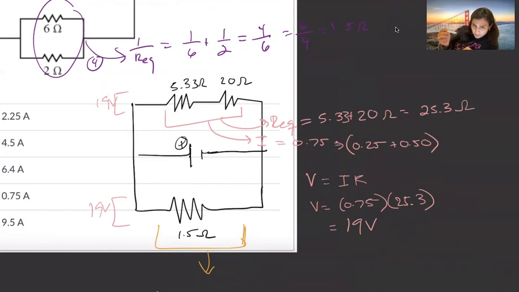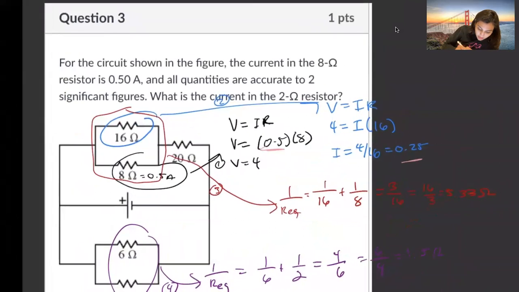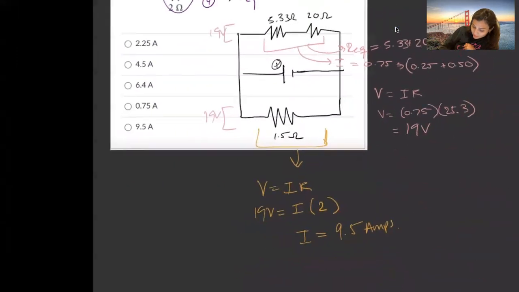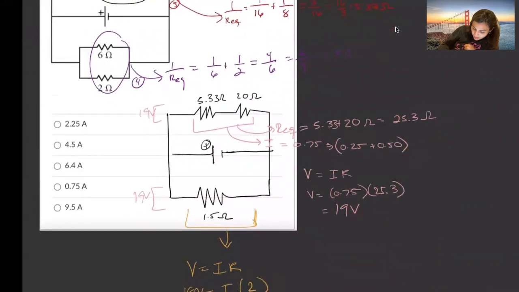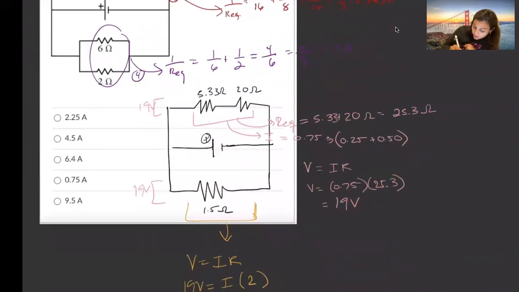So my I is going to be 0.75, which is the 0.25 that I calculated here, plus my 0.5. So this is the amount that's going in through these, 0.75. So when they collapse, it's 0.75. Okay, so I found that. Then using that information, I have my current and I have my resistor, I can find the total voltage across here.